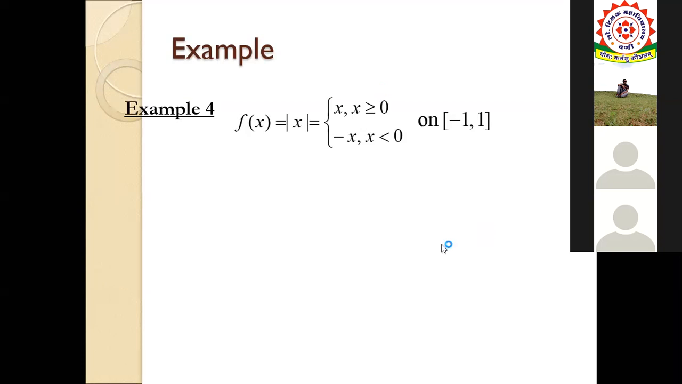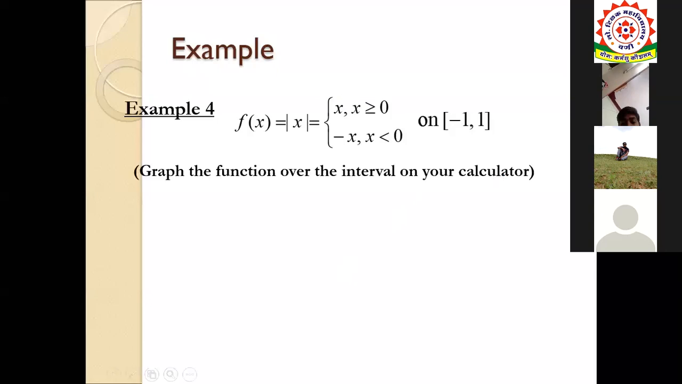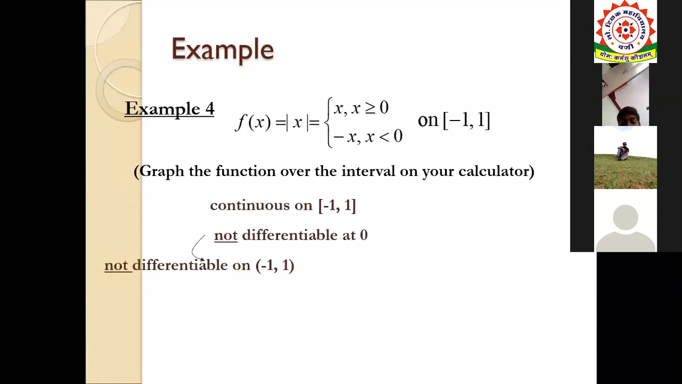Modulus function is not continuous at which point? Where is it differentiable? At 0, because at 0 its derivative is 1 as well as minus 1.